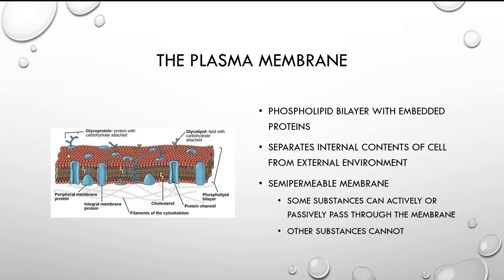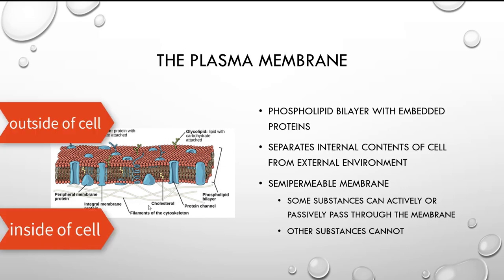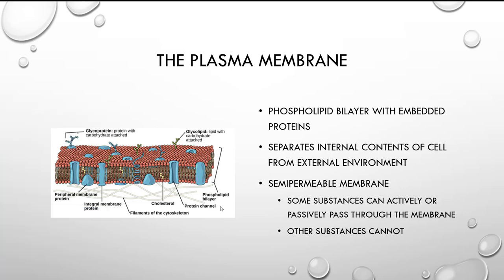Okay, so this part is the outside of the cell. I had to double check here. So this is the outside of the cell, this is the inside of the cell, and this is the actual plasma membrane here. So you can see how it's keeping the inside of the cell inside, the outside of the cell outside. But it's semi-permeable, meaning that it can allow some substances to come into the cell, but not everything, okay?